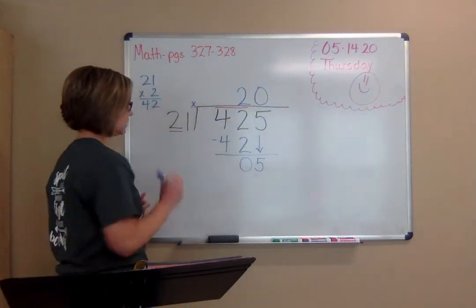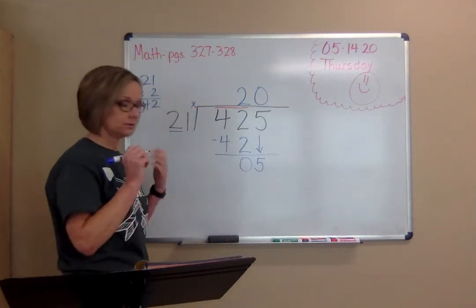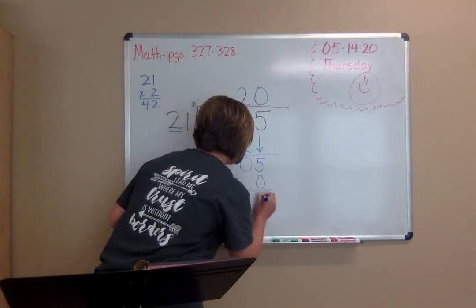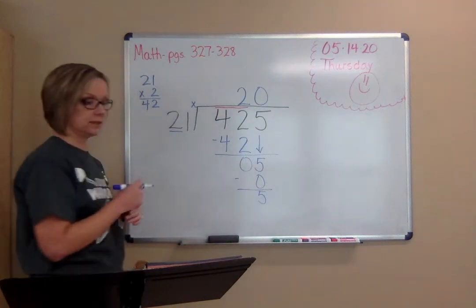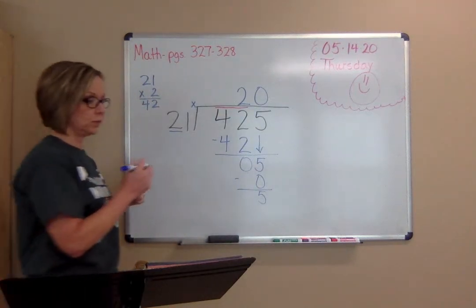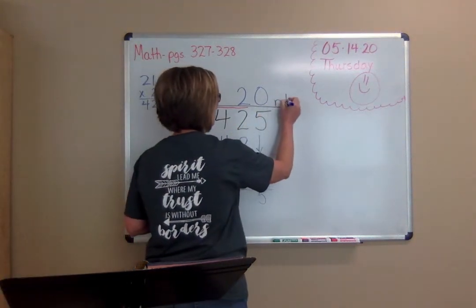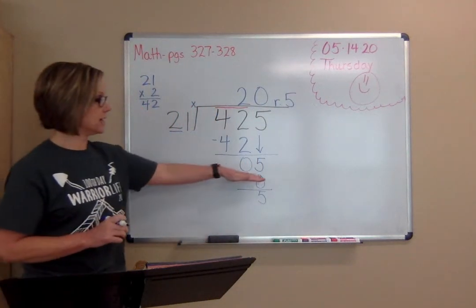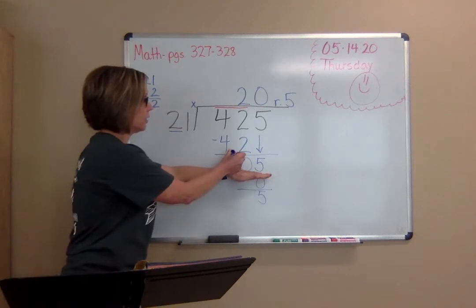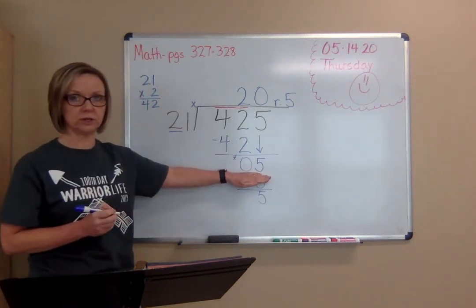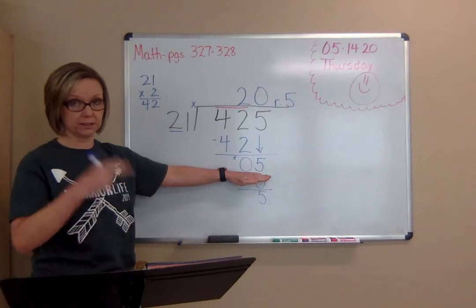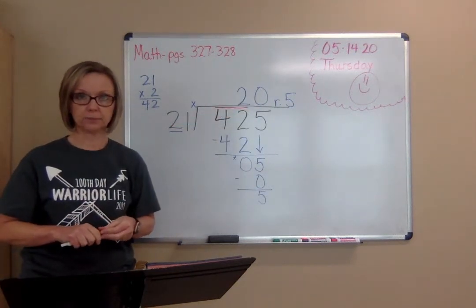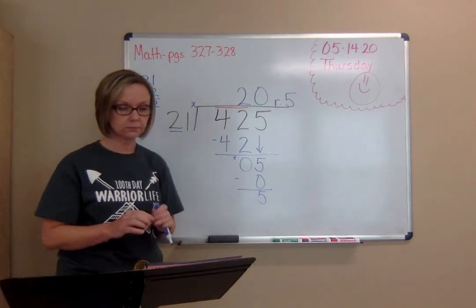0 times 21 equals 0. Exactly. So we subtract. 5 minus 0 equals 5. 0 minus 0 equals 0. So we have 20 remainder 5 here. That's just showing you that sometimes when you start over right here with this first division step, the second time through, you could possibly have a 0 up there at the top. Okay?